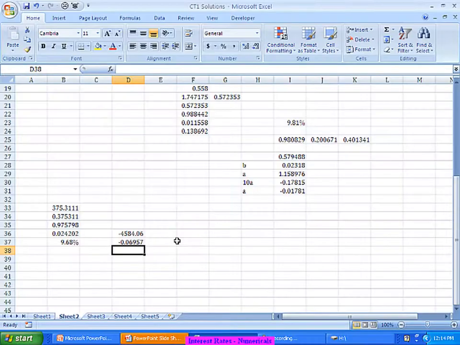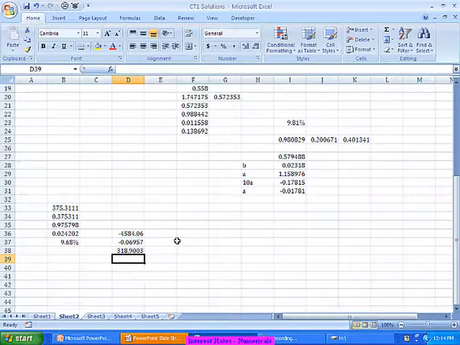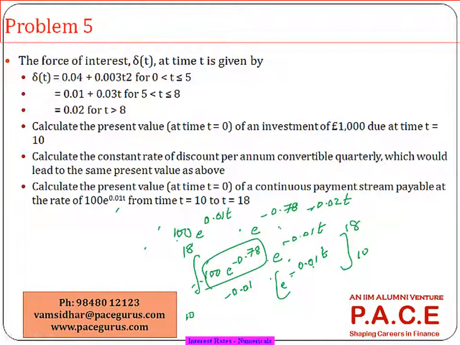So if I want to find out the present value of all these, I am multiplying these two numbers, which is working out to 318. So the present value of all the stream of payments, which is at the rate of 100 e power 0.01t, is going to be somewhere around 318. So that is how we simplify these kinds of numericals.